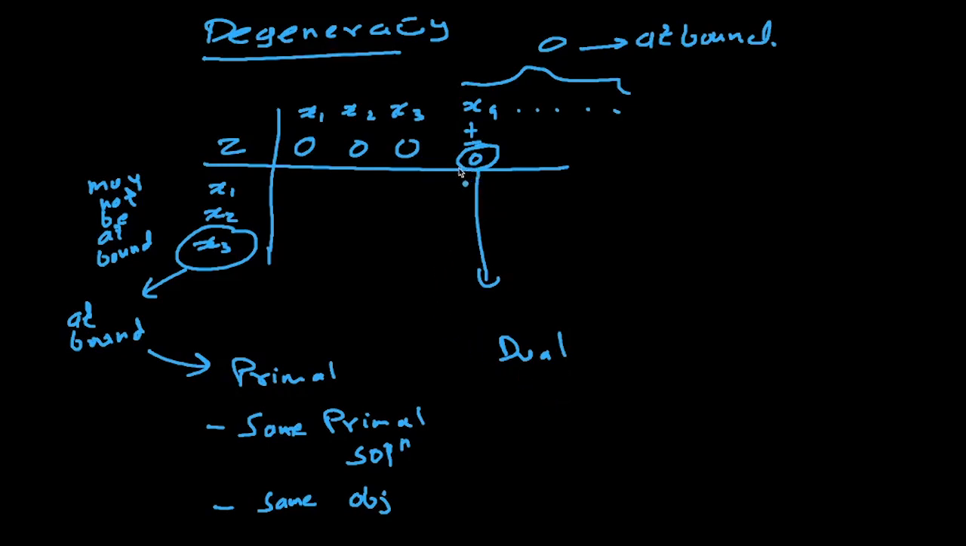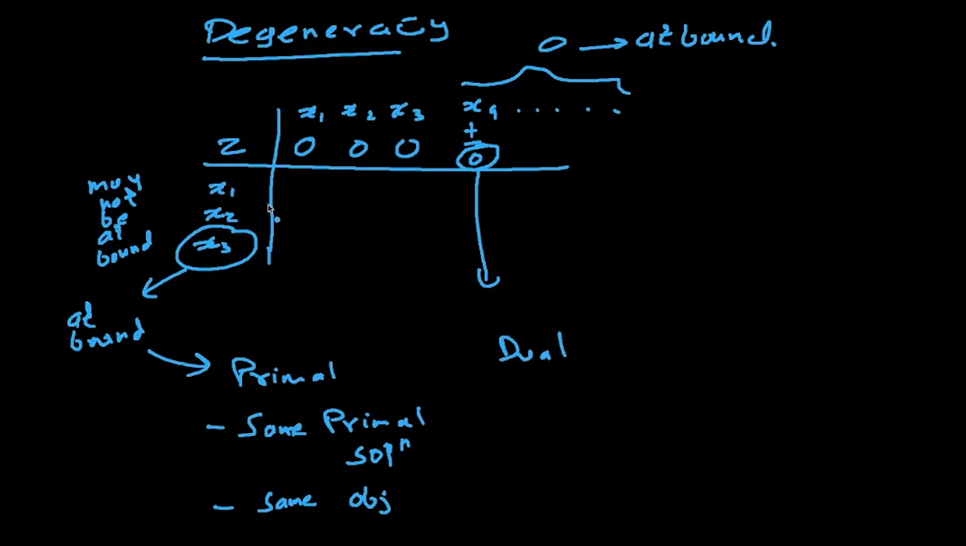So when this one enters the basis, something will have to go out. And let's say this is the variable that is going out, which is also kind of responsible for this primal degeneracy, then not really much is going to change.